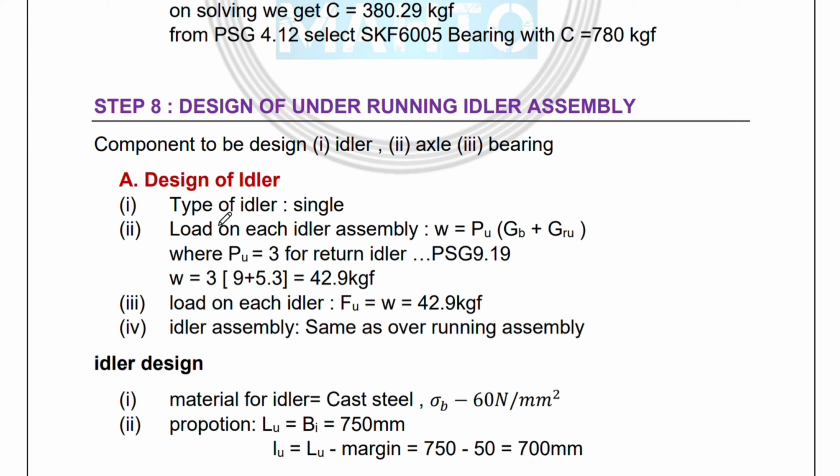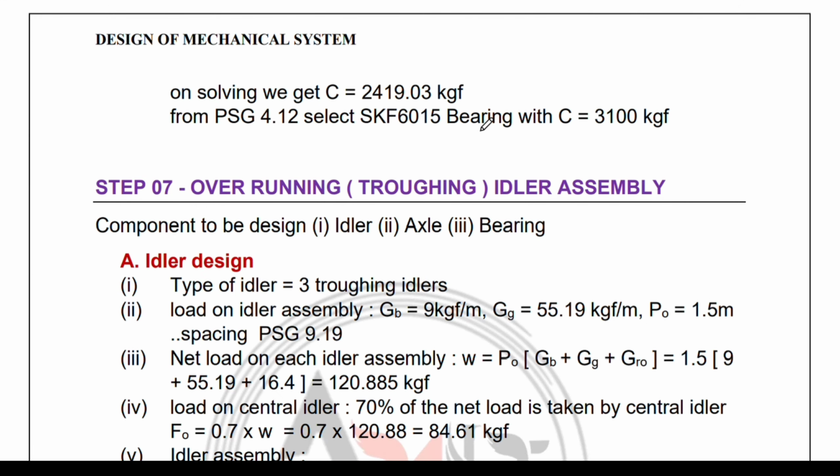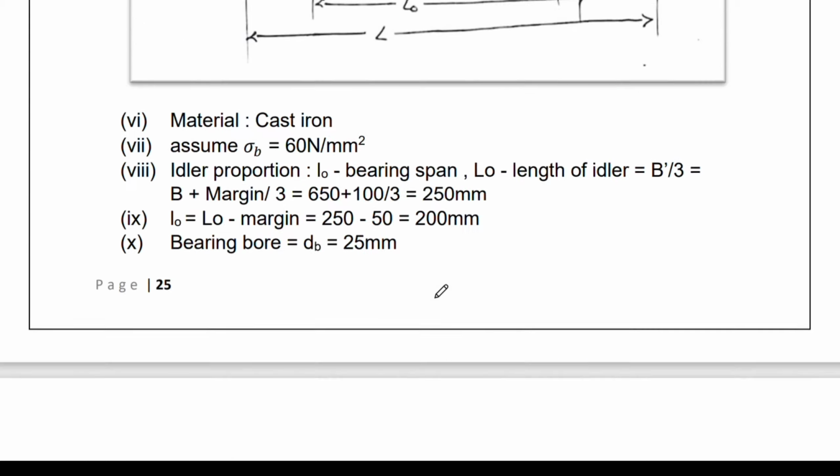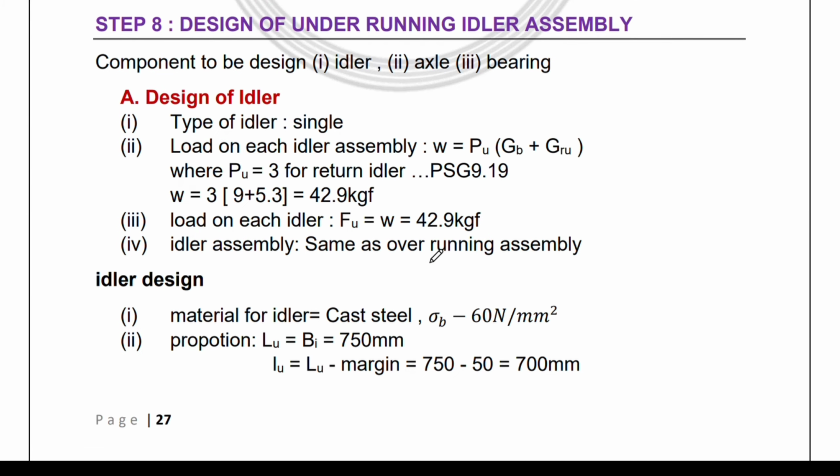Design of idler. In overrunning, the idler type will be three troughing idlers, with a troughing angle, whereas in underrunning the type will be only a single idler.